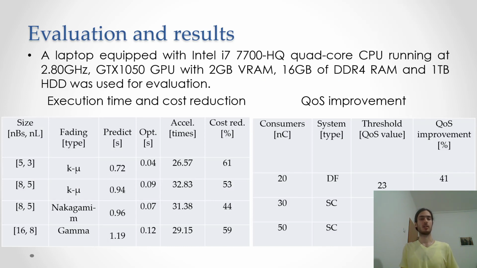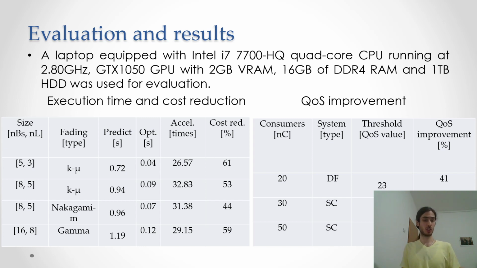A laptop with given characteristics was used for evaluation purposes. Two aspects of evaluation were considered: execution time and cost reduction on one side, and on the other side, the quality of service improvement after the optimization was performed. Different model sizes were considered, as you can see in the first column of the left table, and different fading types: kappa-mu, Nakagami-m, and gamma. For these different models, model sizes and fadings, we measured the time.